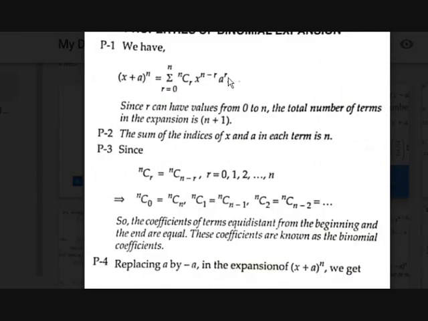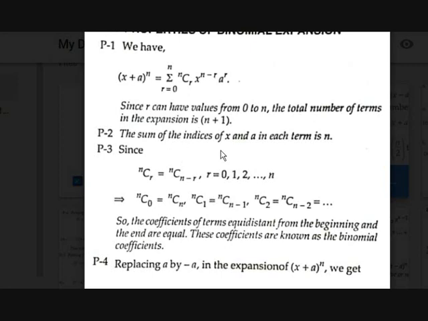There are some properties of binomial expansion. Let's see what those properties are. You may have figured this out on your own. First, property 1: (x plus a) whole power n is the summation of r equal to 0 to n, nCr x power n minus r a power r. Since r can have values from 0 to n, the total number of terms in the expansion is n plus 1. You may have noticed this on your own, right? It will have a total of n plus 1 terms, because r can have values from 0 to n. 1 to n is n, and 0 is added, so you will get n plus 1.